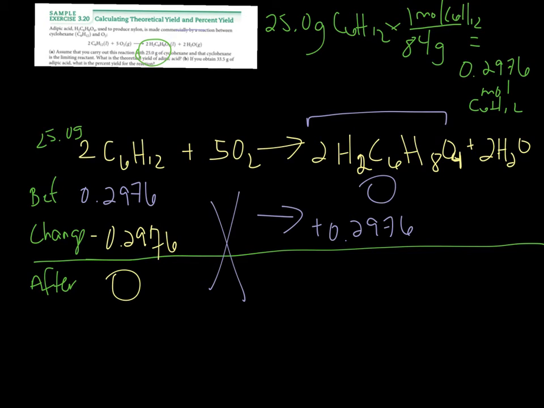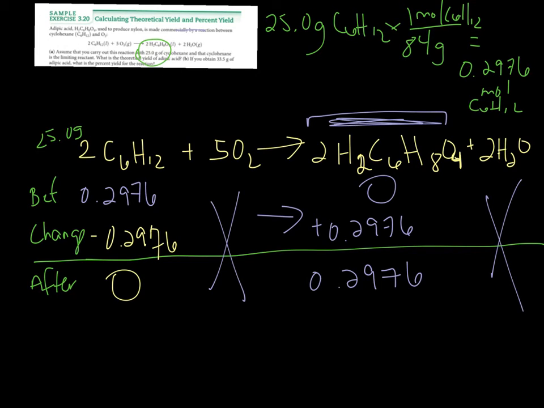In this case, I didn't have to do a molar ratio problem. I didn't have to do a side thing because 2-to-2 is 1-to-1, minus this plus this. They're the same. So let's write down here, I have 0.2976 moles of this thing, adipic acid, and again, no one's asking me about water, so I'm just going to ignore that for now. The question asks, what's the theoretical yield of adipic acid?